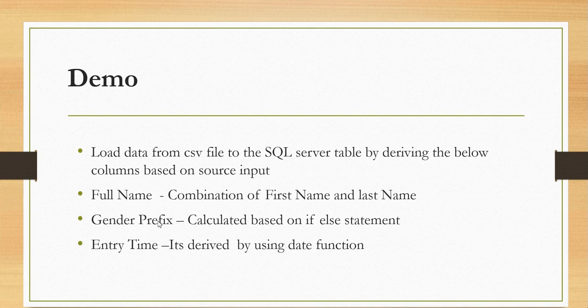And we are going to identify the gender prefix. We already have a gender field in our source input. We are just going to calculate the prefix based on an if else statement in derived column transformation. For entry time, we just put the entry time based on date functions.